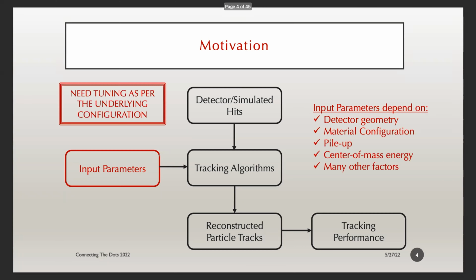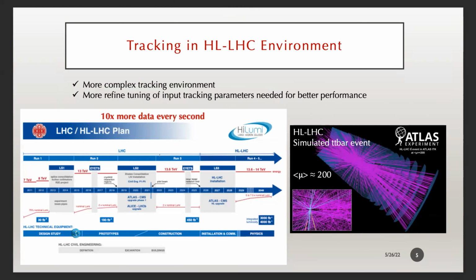So depending upon these factors, we need to tune these parameters to get a better performance for the tracking algorithms. And for the upcoming HL-LHC environment, the high luminosity LHC environment, we expect more complex tracking. We'll have around 10 times more data every second, and there'll be around 200 pileup collisions. And so we need a more refined tuning of the input parameters in order to achieve a better performance.